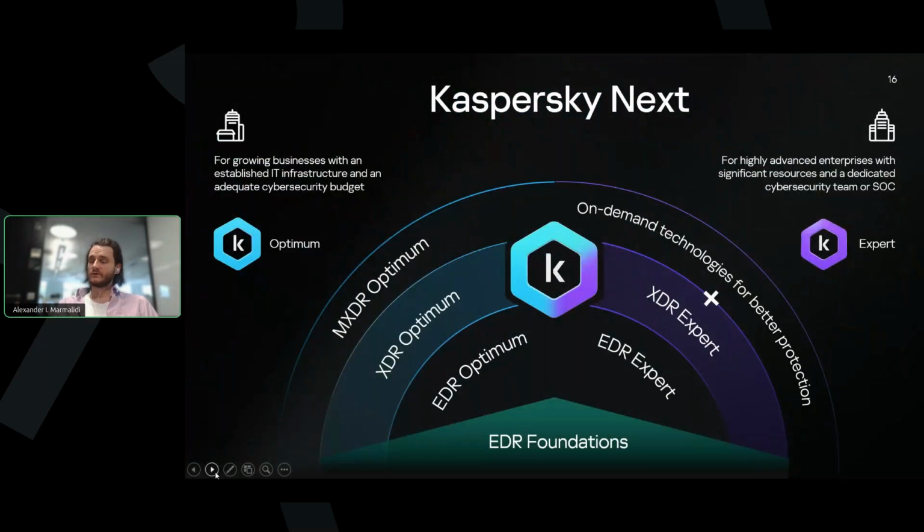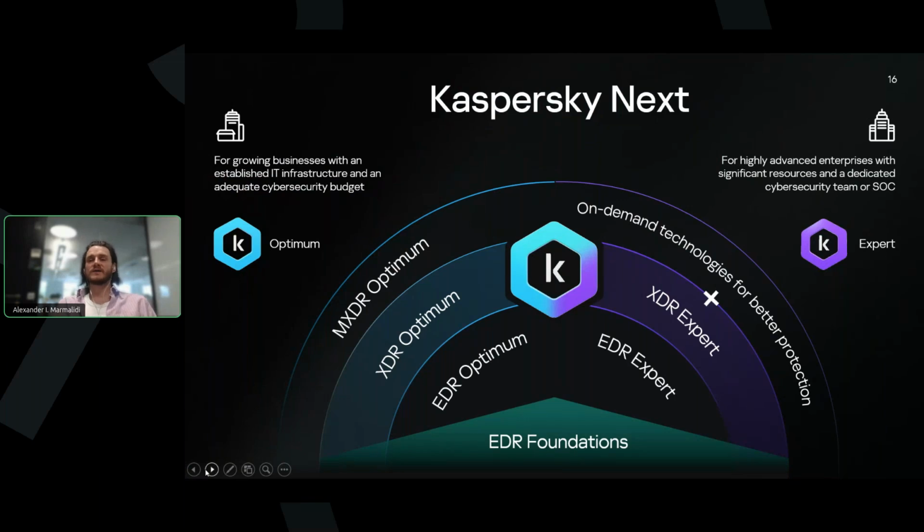Now, switching to the next topic, as you saw, Kaspersky Open Single Management Platform includes Kaspersky Next XDR Expert and EDR Expert, and both of those products have the word Next in them. And Kaspersky Next is our flagship product line for businesses. It has products for small and medium-sized businesses with Kaspersky Next Optimum, as you can see on the left. So it's for growing companies that have established IT infrastructure and limited cybersecurity budgets, for products like EDR Optimum, XDR Optimum, or MXDR Optimum if they want to have cybersecurity managed for them. And of course, on the right side of the slide, you can see Kaspersky Next Expert.